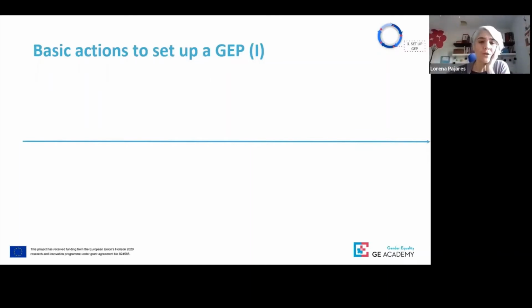So what are the basic steps within this step, okay, the basic actions to set up a gender equality plan? Okay, so the first one would be, before starting, just get inspiration, which probably we all do, for anything we do in life many times. So get inspirations for measures implemented by other organizations, but remember to adapt them to your context, to the specificities of your institution, okay?